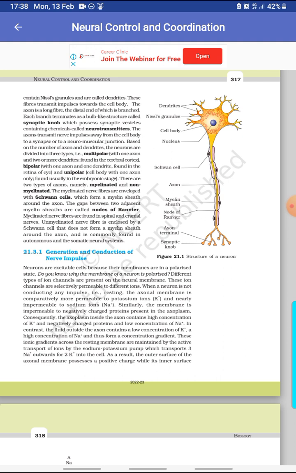Based on the number of axons and dendrites, the neurons are divided into three types, that is multipolar with one axon and two or more dendrites found in cerebral cortex, bipolar with one axon and one dendrite found in the retina of eye, and unipolar cell body with one axon only found usually in the embryonic stage.